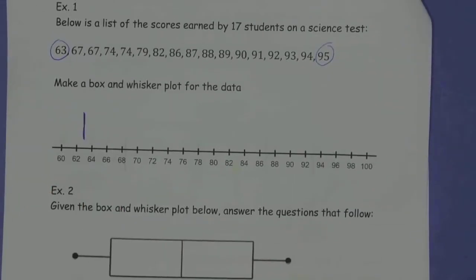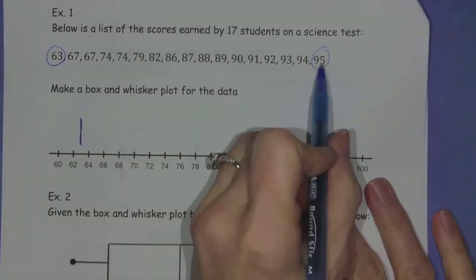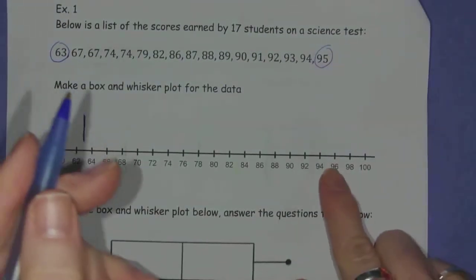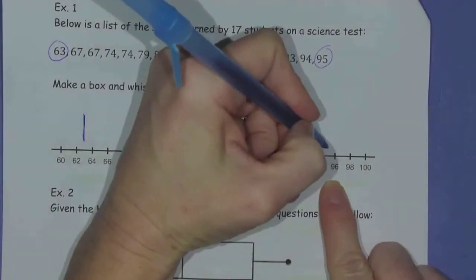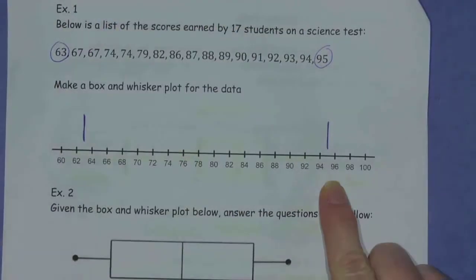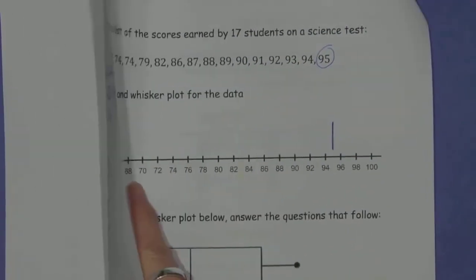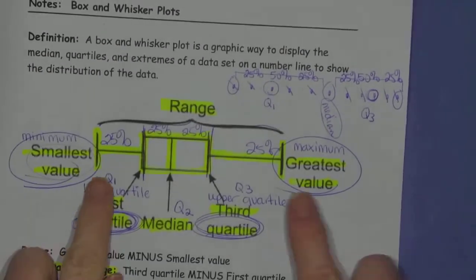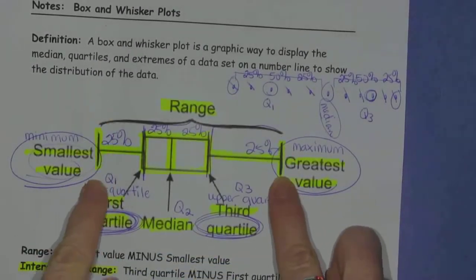And I put my vertical segment there. Now I go to the highest value, 95, which is right here between 94 and 96, and I put my vertical segment there. Okay, so that corresponds to these guys right here.